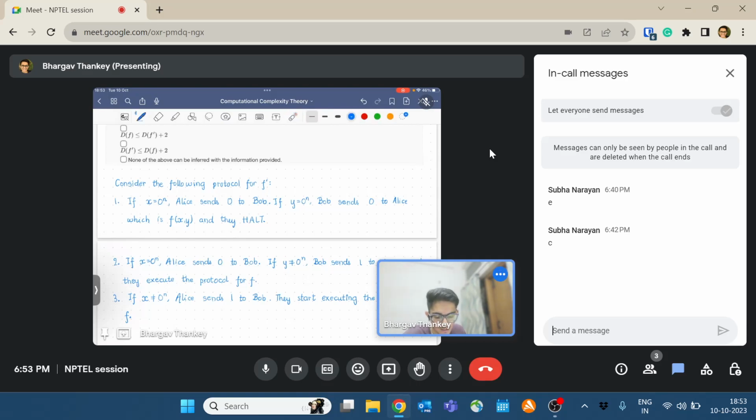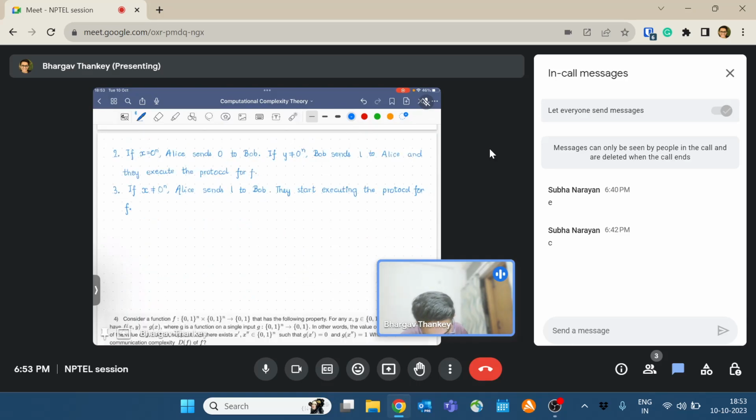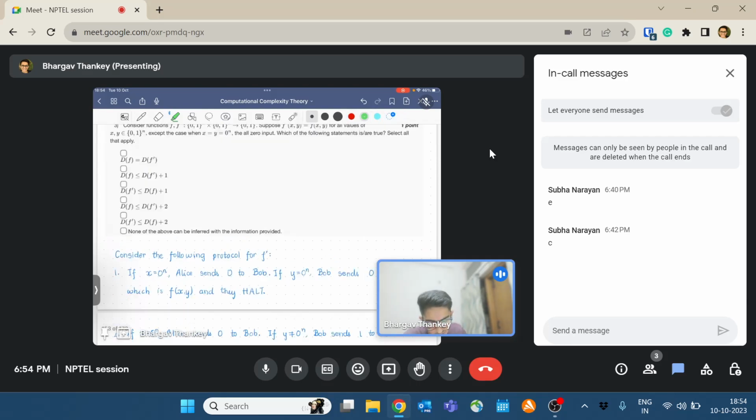So the protocol computes f prime correctly, and the number of bits required is: case one you just need 2 bits. Case two you need 2 plus df bits, and case three you need 1 plus df bits. Yeah, so the maximum of these is 2 plus df. So in the worst case, you need 2 extra bits. Yeah, so since this is true, d would also be true.